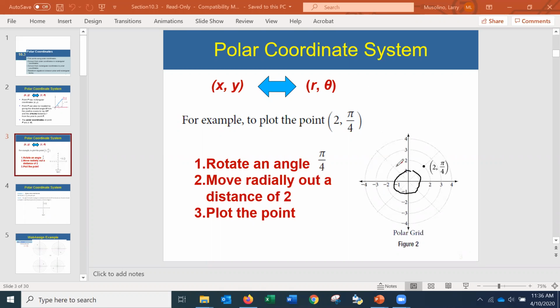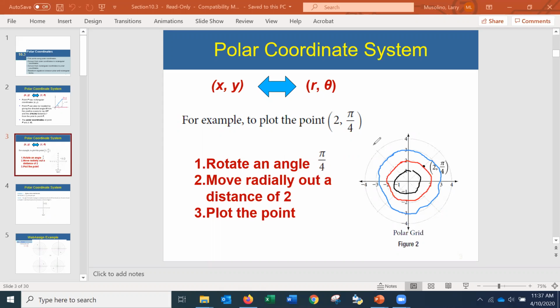This red circle has a radius of 2. So any point on the red circle has r equal to 2. And of course, I'll do one more on the blue circle. This blue circle has a radius of 3. So any point on the blue circle is r equal 3.